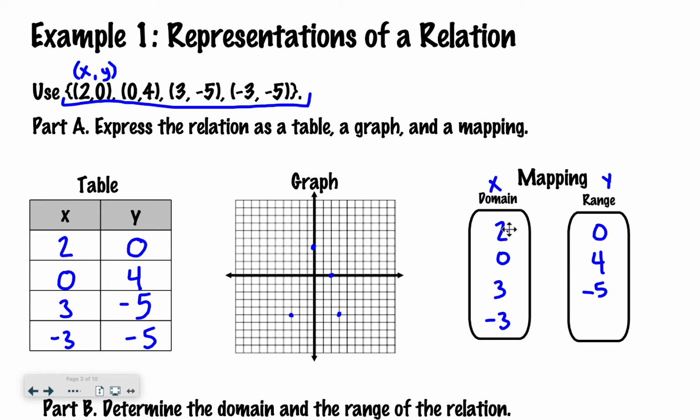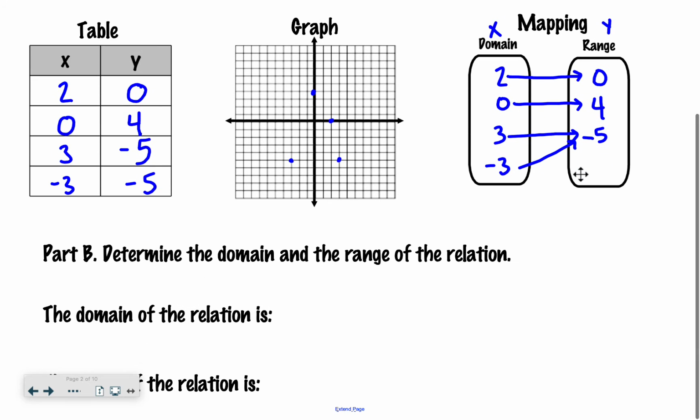And then for a mapping, you draw an arrow to show, hey, this 2 goes with the 0. This 0 goes with the 4. This 3 goes with the -5. This -3 also goes with that -5. So you can see that -5 has 2 arrows pointing to it because there were 2 -5s. Okay, so hopefully that doesn't seem too bad for you.